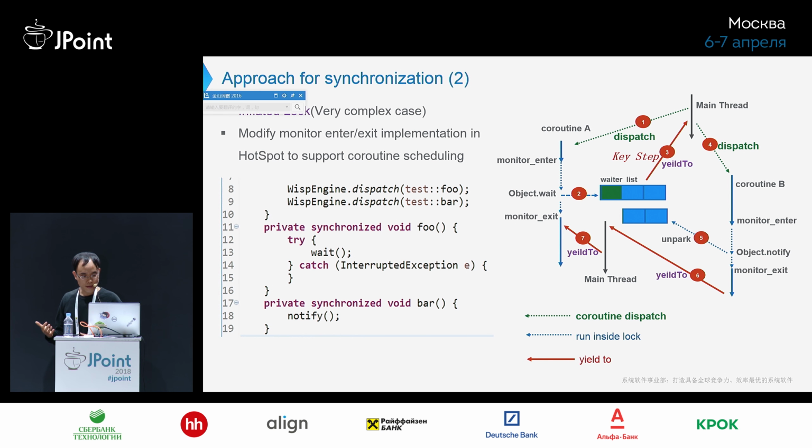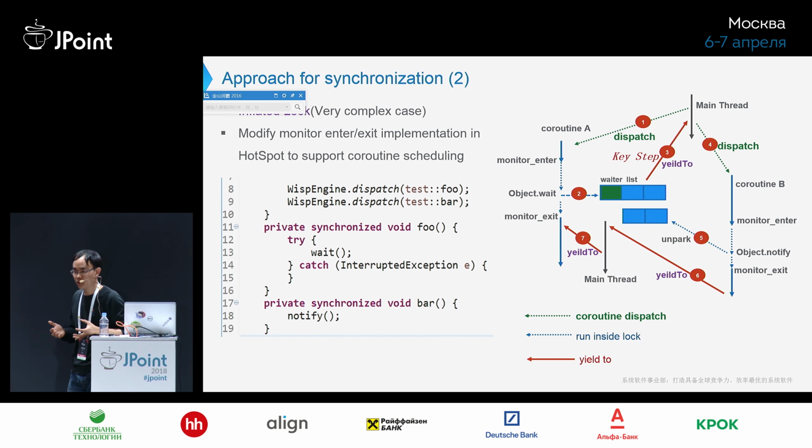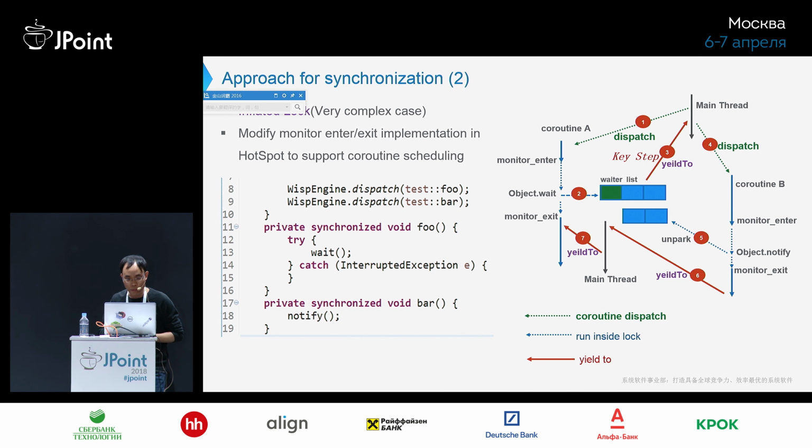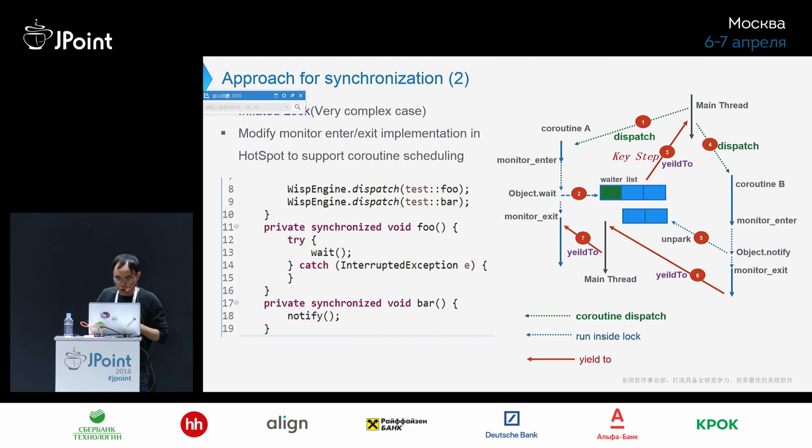When coroutine B continues, it calls Object.notify. So the related unpark events will be generated. These unpark events will eventually wake up coroutine A. After leaving the execution of bar, we have a chance to yield to coroutine A in step 6 and step 7. So the deadlock I showed you in previous slides has been fully resolved this way. The key step is step 3. We can generate a yield event after calling Object.wait.